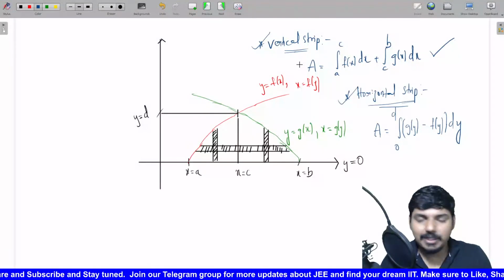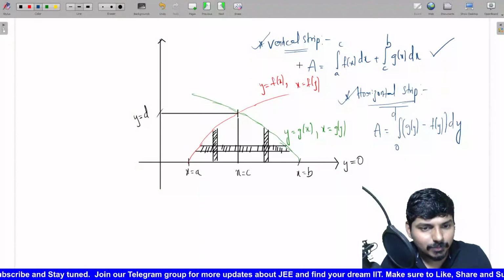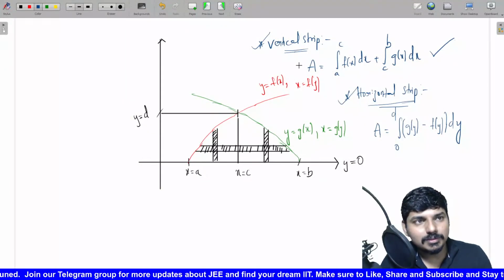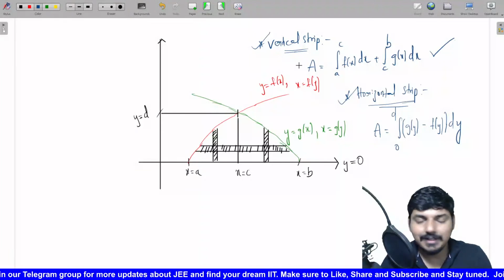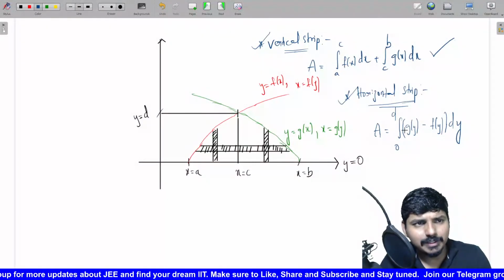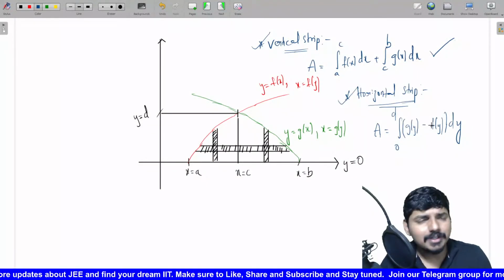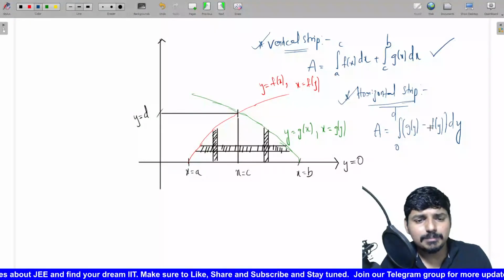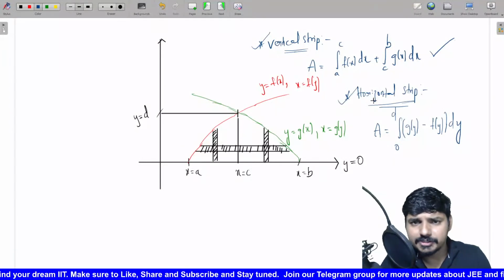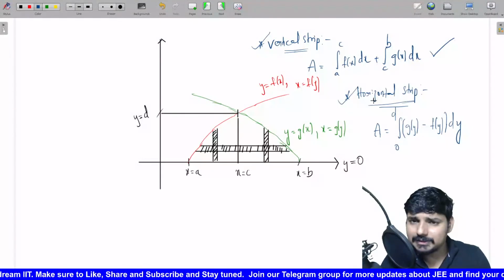Okay, so at the end of the discussion, all I can tell you is it all depends upon which strip is going to give you the area very quickly, very easily, right? So let us say if the horizontal strip gives you a much simpler integral for the area when you compare it with the vertical strip, go with the horizontal strip. Okay, so I hope this point is clear for you.